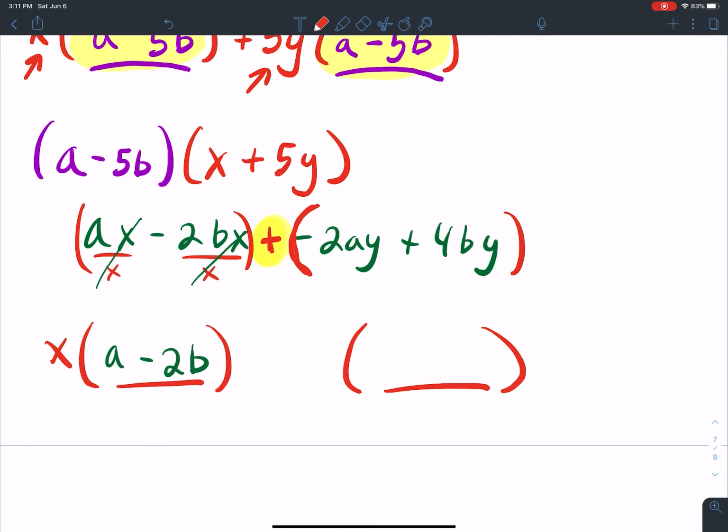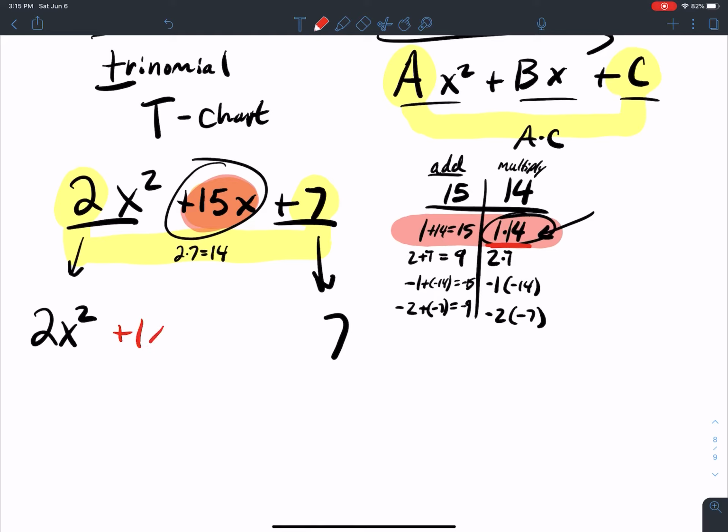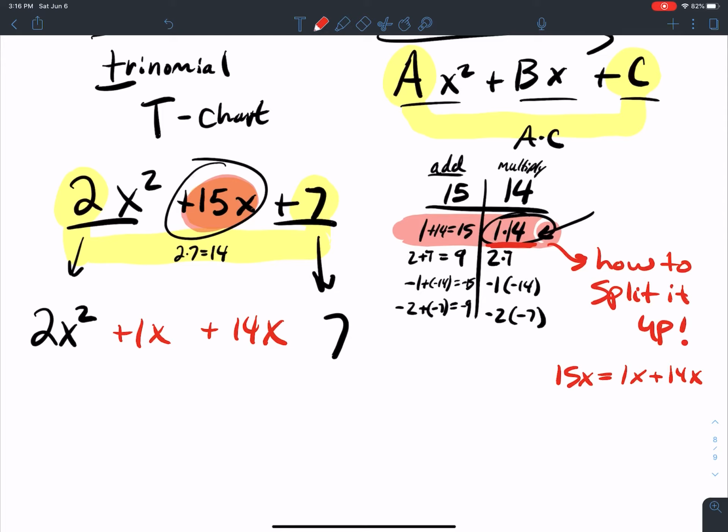Okay? And now I'm going to take this 15x and I'm going to break it up. How am I going to break it up? I'm going to have 1x here and 14x here. This tells me how to split it up. The 15x turns into 1x plus 14x. That's how we split it up.